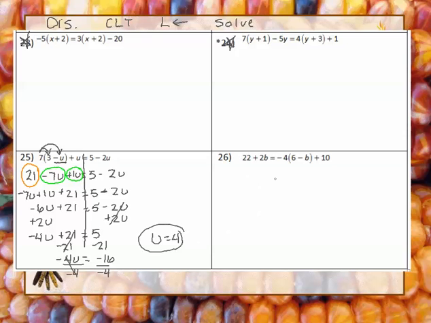You would solve number 26 the same way, except the distributive property is on the opposite side. You would end up with b equals 18. Okay, and if you have any questions about either of those two, stop the video here and ask for help in class.